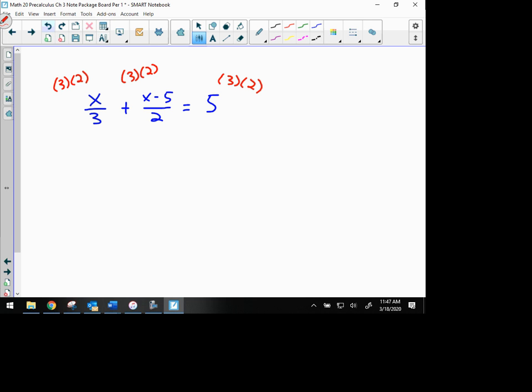And by doing that, we would cancel the denominator in the first expression, we would cancel the denominator in the second expression, and on the other side of the equation, the 5 would just get multiplied by both factors, 3 and 2. So what we're left with is the 2 and the x in the first expression, the 3 times the x minus 5 in the second expression, and a 5 times the 3 times the 2 in the third expression. So we're left with an equation that doesn't contain any fractions.